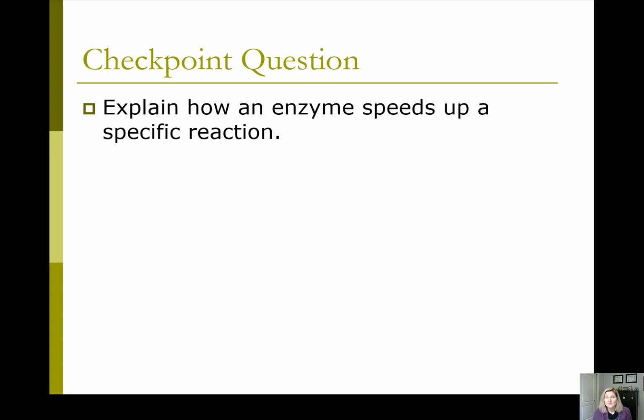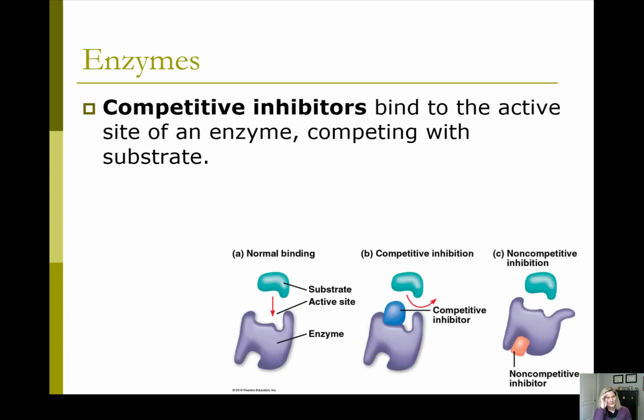So in the last video, we were talking about enzymes and how they work and how they speed up reactions. We're going to continue talking about enzymes, specifically how they're regulated. All right, so let's start out by taking a look at how we can regulate an enzyme.